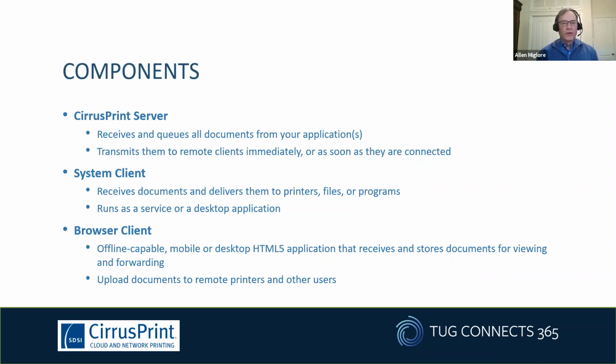There's two clients. There's a system client, which is essentially a software program that runs on a computer. It does get installed. It can run as a service or as a desktop application, and that client is what's responsible for actually delivering the print jobs out to the devices. There's also a browser client, which is an HTML5 application, offline capable. It's responsive, so it runs on mobile and desktop. And it gives your users the ability to be kind of virtual printers, and they can manage the print output from their browser and view it and so forth.